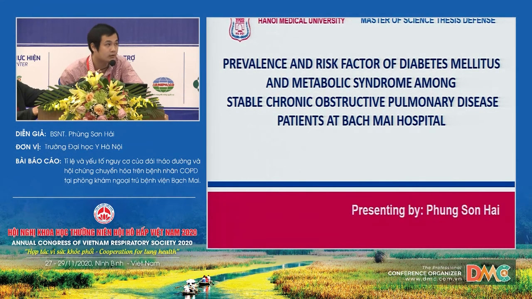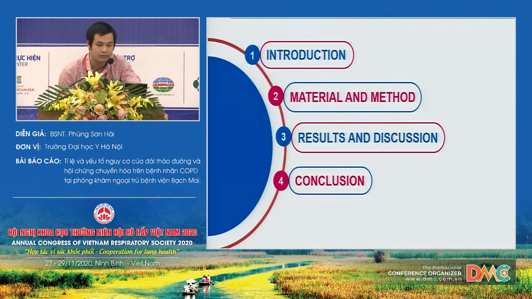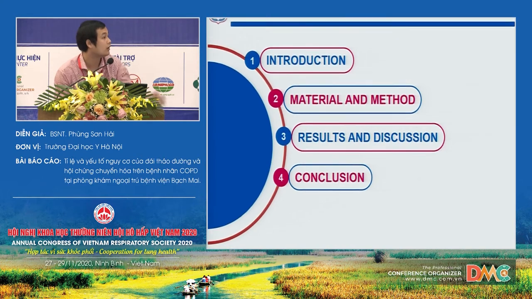I present my thesis, titled prevalence and risk factors of diabetes mellitus and metabolic syndrome among chronic obstructive pulmonary disease patients at Bạch Mai Hospital. There are four parts in my presentation: introduction, methods, results and discussion, and conclusion.